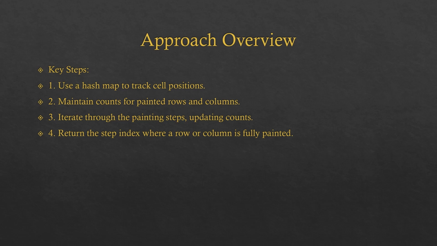To solve this problem, we follow these key steps. First, we will use a hash map to keep track of the position of each matrix cell. We will maintain counters for the painted cells in each row and each column. Then we will iterate through the painting steps and update these counters. Finally, we will return the index of the step when a row or column is fully painted.